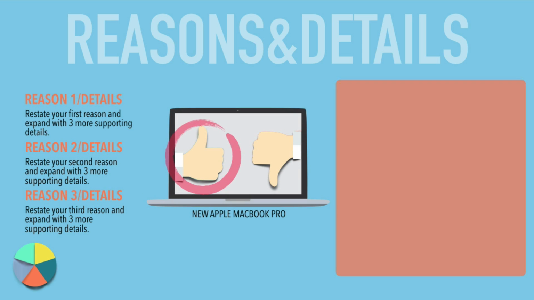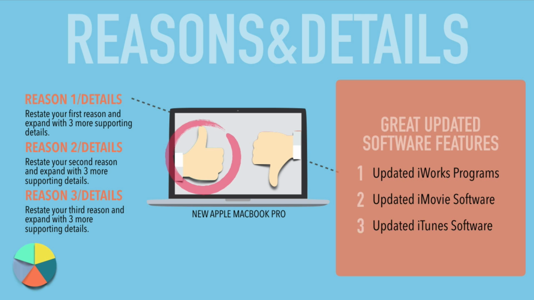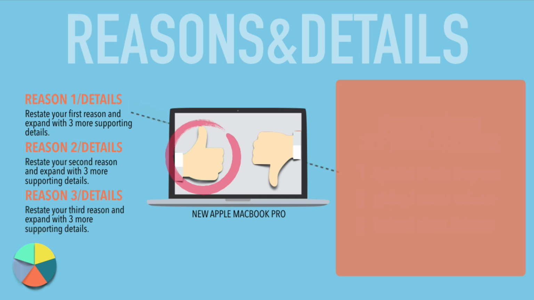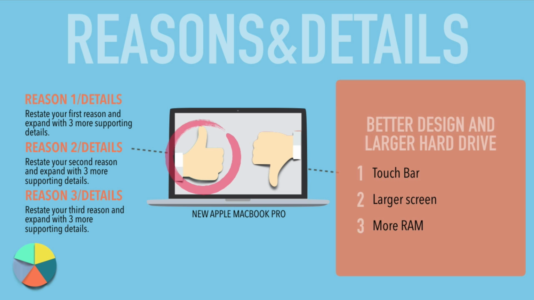Now, this is what it would look like if I was giving a presentation on the new Apple MacBook Pro. My details for reason 1. Remember, my reason was great updated software features. Well, for example, the updated iWork programs, the updated iMovie software, and also the updated iTunes software. So I've given details that support my reason. For the second reason, remember I said a better design and larger hard drive. Well, the details for that, or the examples of that, are the touch bar, the larger screen, and also more RAM.